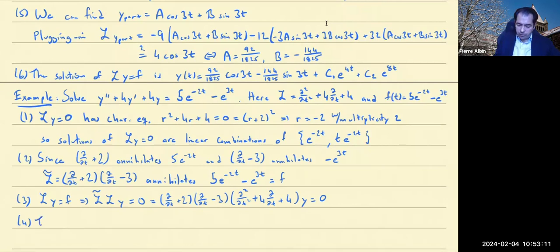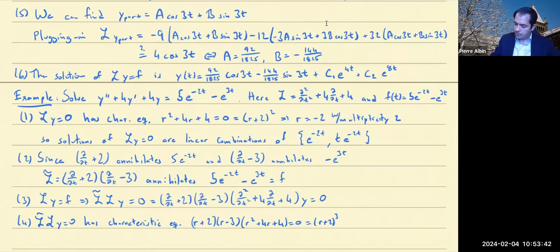So the characteristic equation, well, let's write it the same way as before. L tilde L y equal to zero has characteristic equation (r plus two)(r minus three)(r squared plus four r plus four) equal to zero, which we can rewrite as (r plus two) cubed times (r minus three). So that means that our solutions are r equal to minus two with multiplicity three and r equal to three with multiplicity one.